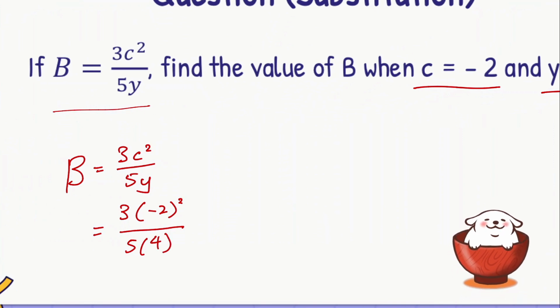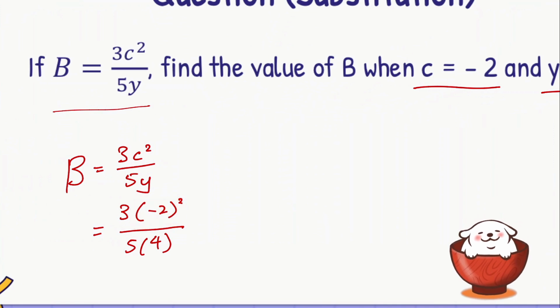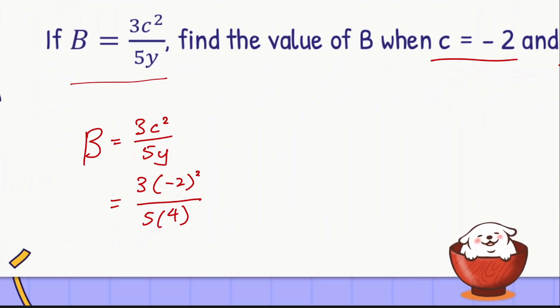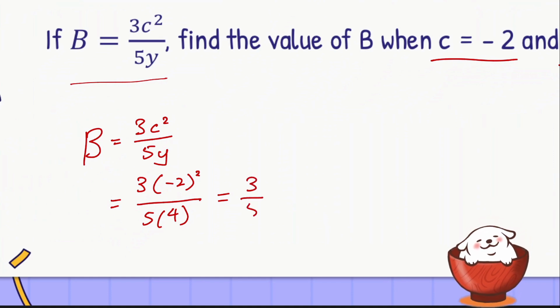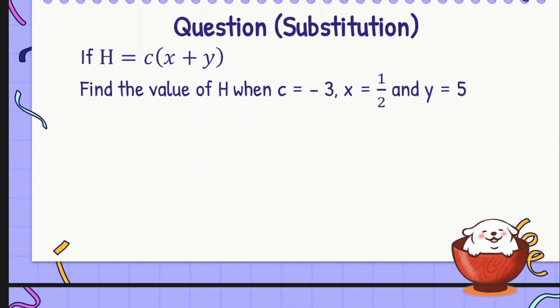Take note, wherever you are substituting, always remember to add brackets before you add the value of the variable. This is because, for the case of a square term, if you do not add in the brackets, your answer will become negative instead of a positive value. By simply substituting this into your calculator, you should get the answer 3 over 5. Is that okay? Great.